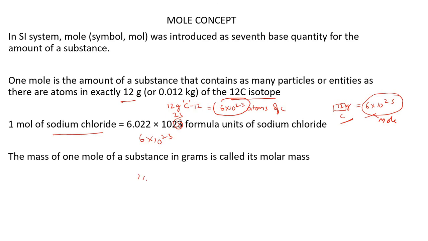For example, 1 mole of sodium contains 6 into 10 to the power of 23 sodium atoms. 1 mole of water, H2O, contains 6 into 10 to the power of 23 molecules. This is a number which can be denoted for any particle. It may be number of electrons, number of atoms, number of molecules, or even number of formula units. Mole means it's a number only.